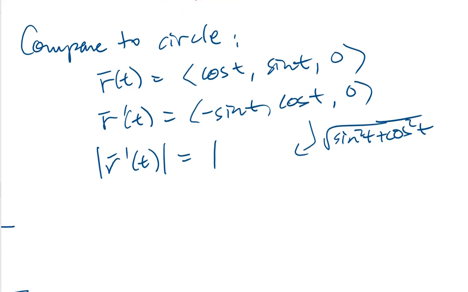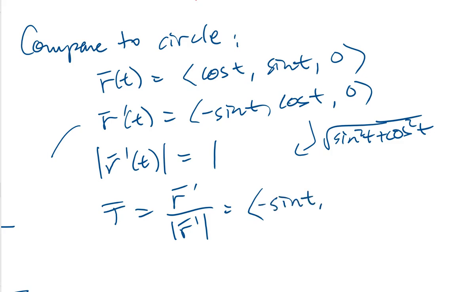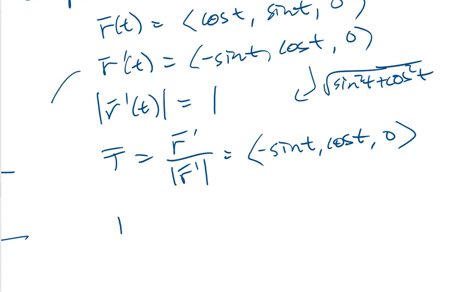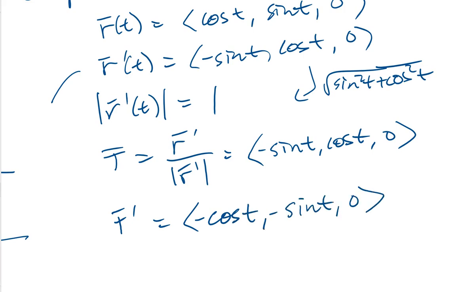Okay, so that's 1. Now our T is r prime over the length of r prime. That would just be the same thing, because the length of r prime is just 1, so it's negative sine t, cosine t, and then 0. And so now we take the derivative of that. Well, that just gives us negative cosine t, negative sine t, and then 0. Now we take the length of that.